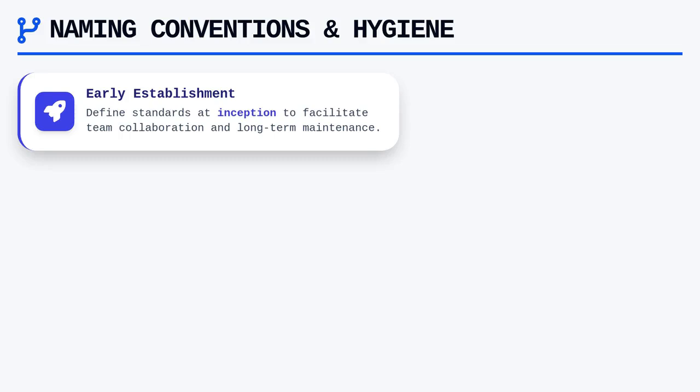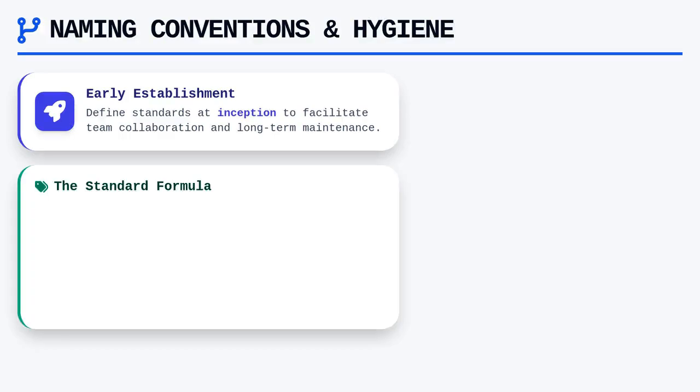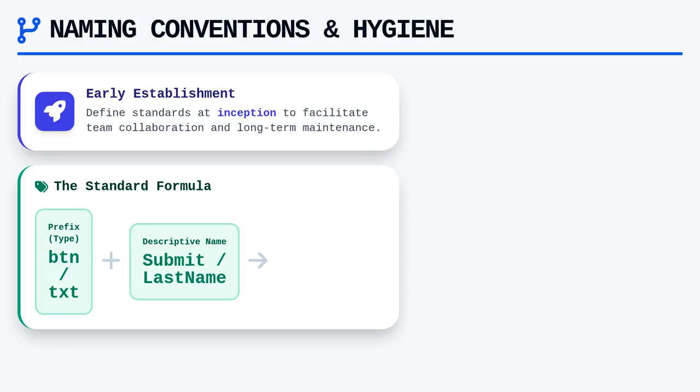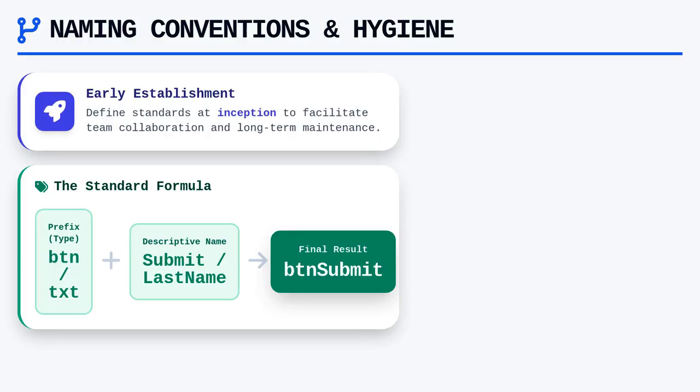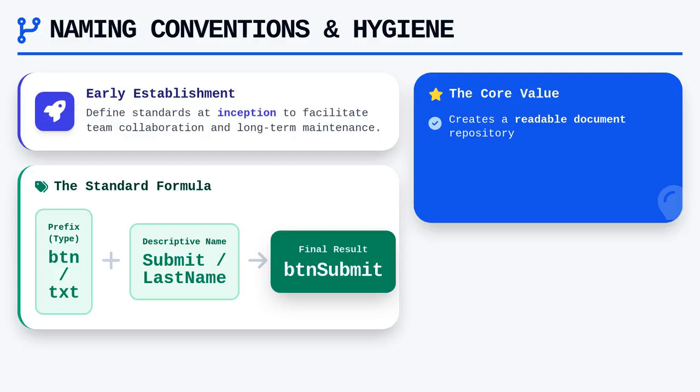Naming conventions should be established at the very inception of a development project to facilitate better maintenance and team collaboration. A standard convention, such as prefixing controls with their type like btn for buttons or txt for input fields, followed by a descriptive name like submit or customer last name, turns the repository into a readable document in itself. This clarity becomes invaluable when you return to a flow after several months or when passing the project to a colleague who did not design the original logic.